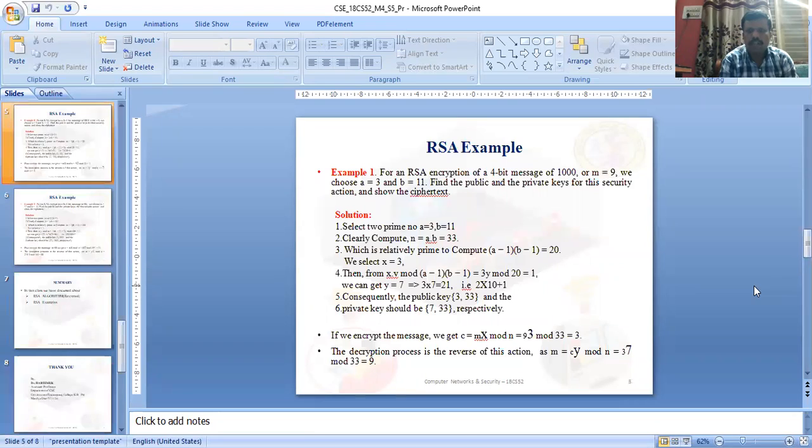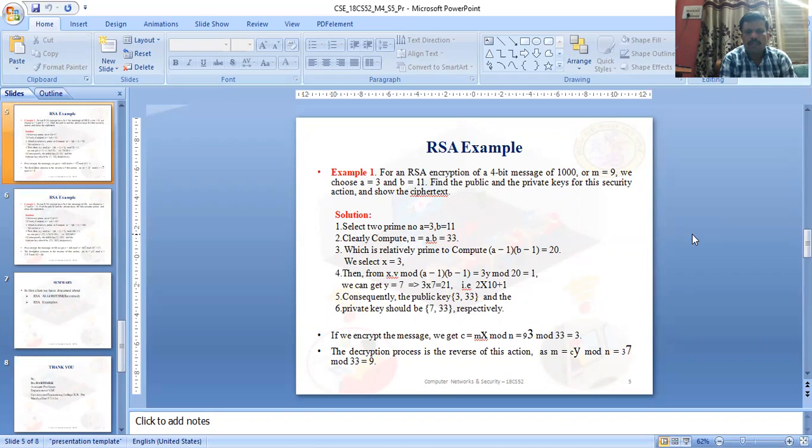Now an example: for the encryption algorithm, a 4-bit message is taken. The 4-bit message is 100, that is m equal to 9 in integer, which is the binary of 100. We choose A and B. Actually large prime numbers are used for computation, but for testing purposes they are taken as A equal to 3 and B equal to 11. Find the public and private key for this security action and show the ciphertext. That is exactly the example.